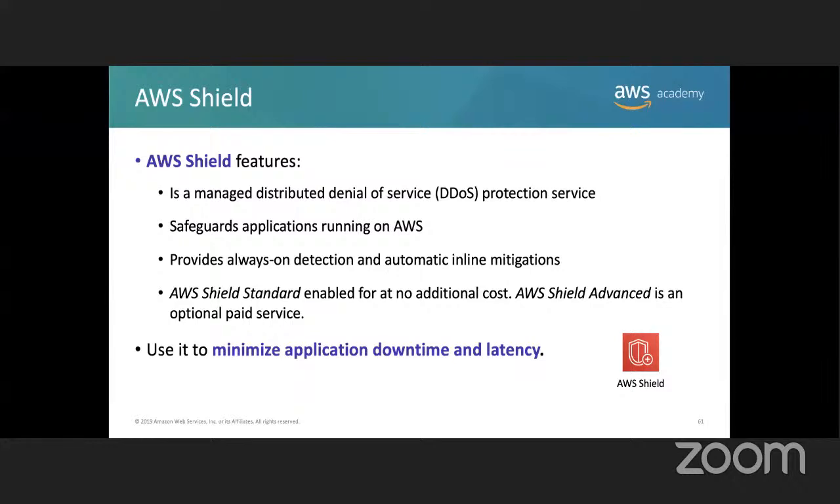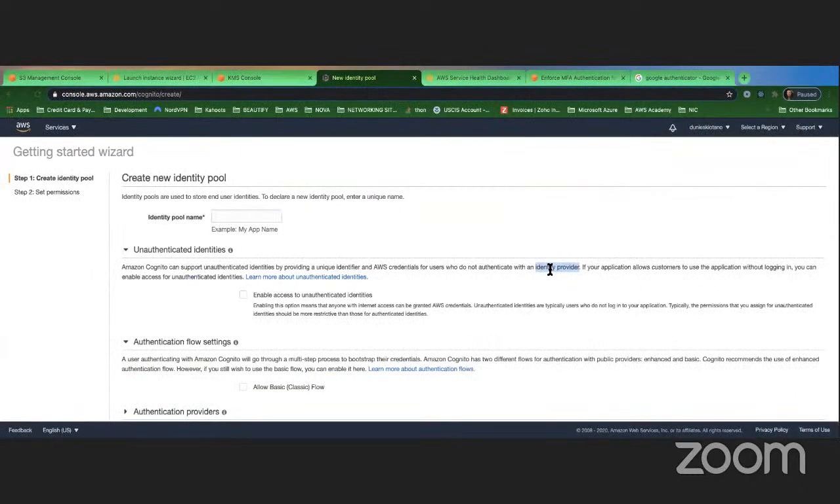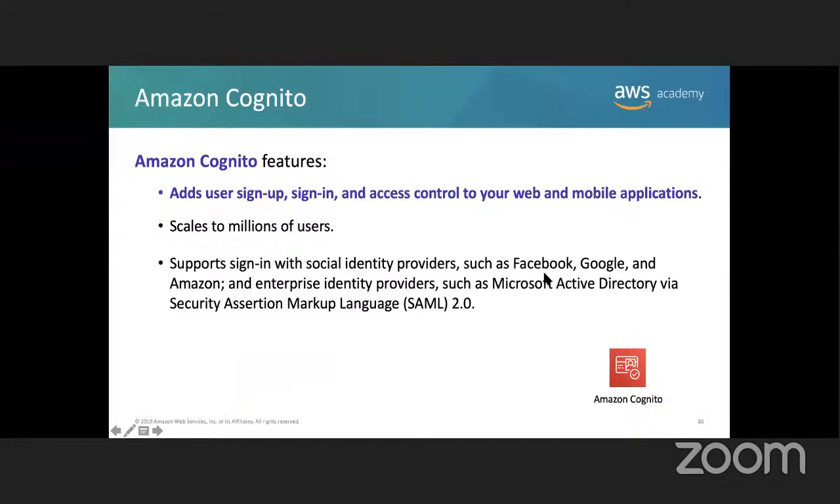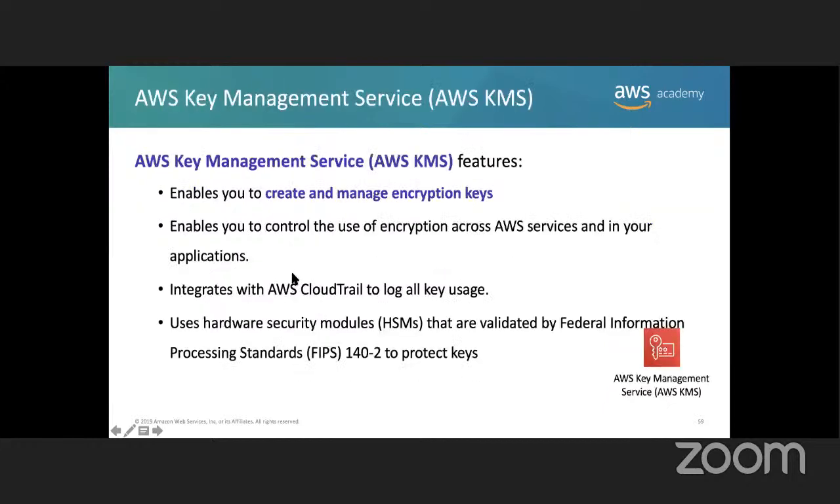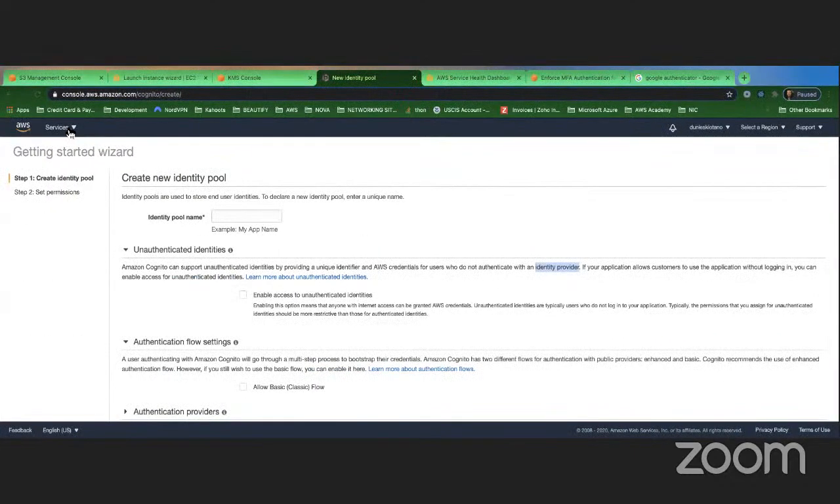Active Directory? That is one. What else? It's right here. Facebook, Google, Amazon, and then enterprise identity providers such as Microsoft Active Directory via Security Assertion Markup Language, SAML. So identity providers can be either social or enterprise. Social are the ones that we know already, and enterprise is Active Directory, which is Directory Services in AWS.